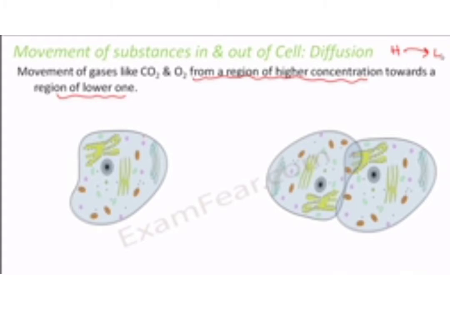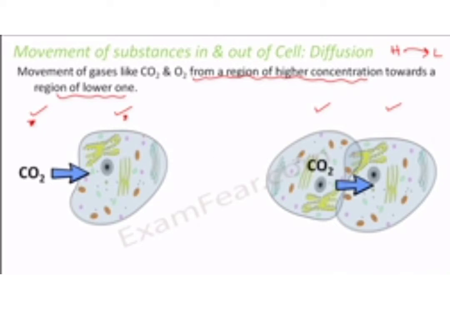So let us look at this example here. Suppose this is one cell, and there are two scenarios: one is between the cell and the external environment, and another is between two different cells. In the outside environment, the concentration of oxygen or carbon dioxide might be different from the concentration inside, right? So it will flow from higher concentration to lower concentration. For example, if the concentration of carbon dioxide is higher outside, then carbon dioxide will start moving from outside into the cell.